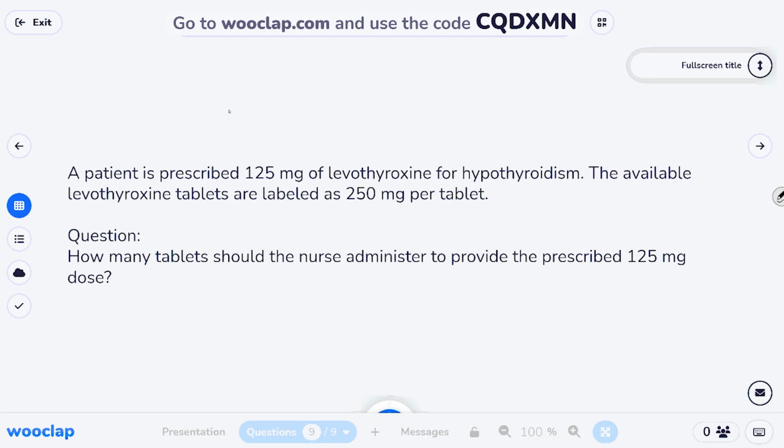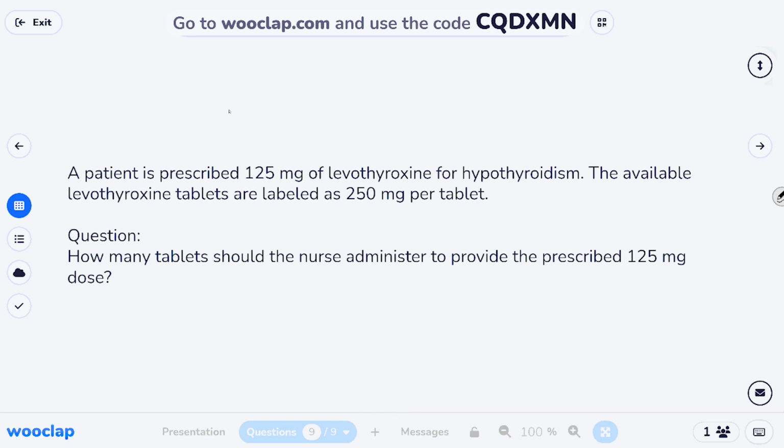While y'all do this one real quick, and then we'll take a break, just to practice the medication ones. This one is very similar to what we've done. It's laid out the same. A patient is prescribed, there's the keyword, 125 milligrams of levothyroxine. Again, the medication could say anything there. It doesn't matter to you right now. For hyperthyroidism, the available levothyroxine tablets are labeled as 250 milligrams per tablet.